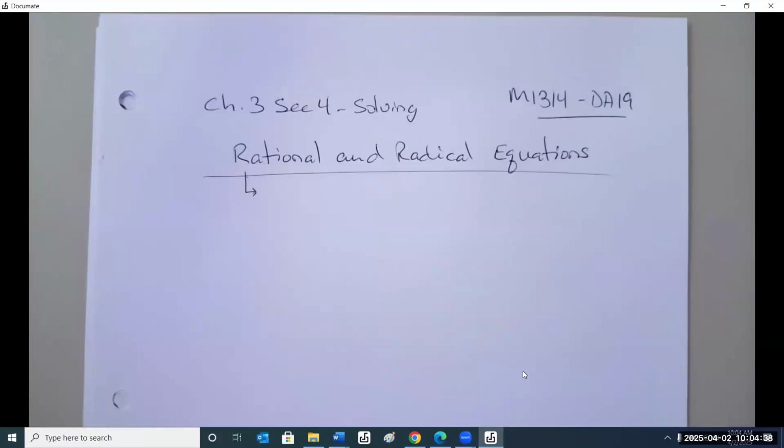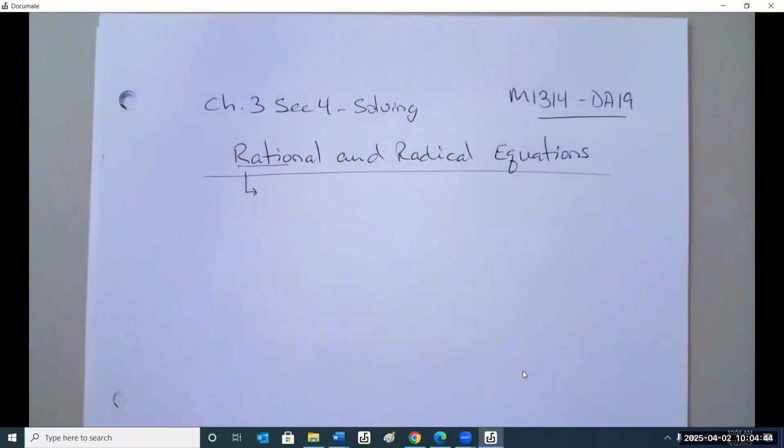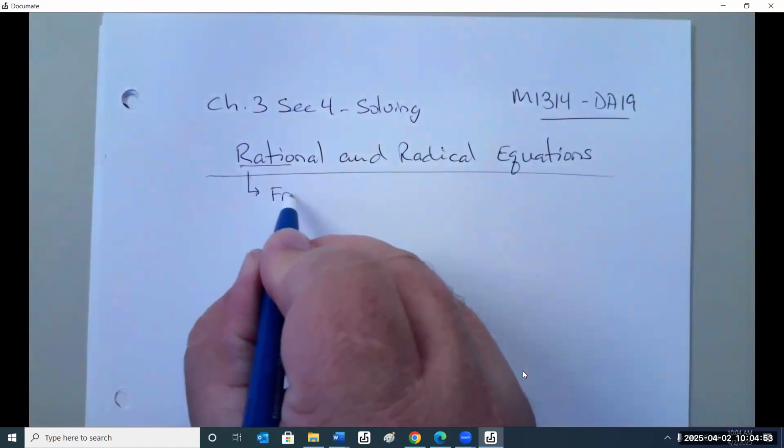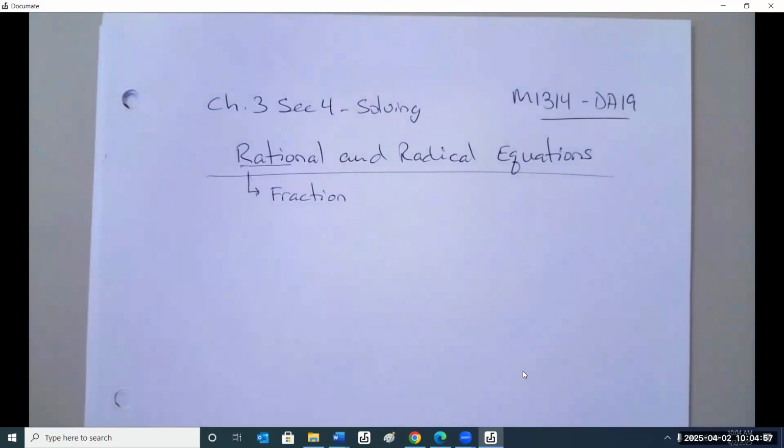What do you think rational means? What are the first 5 letters of the word rational? What is a ratio? It's that number, blah, blah. It's a fraction. When we say rational, we only mean fraction.